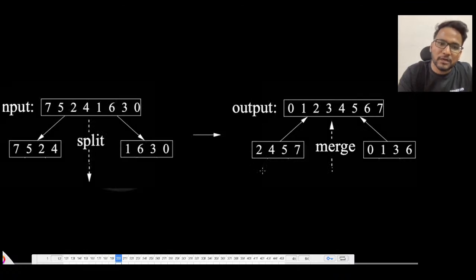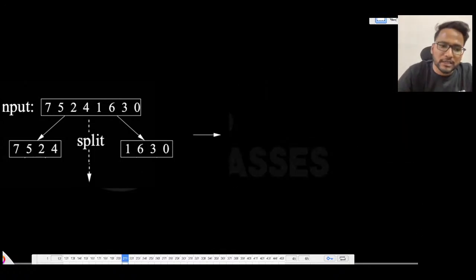For example, let's suppose this is the array that you have. You will divide that into two halves, and for the sake of example, if you divide that into two halves, you will get this. Now what you need to do is recursively sort it.